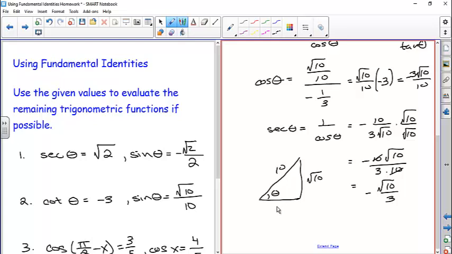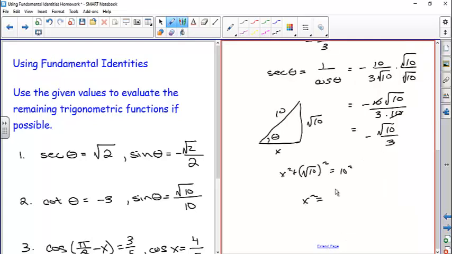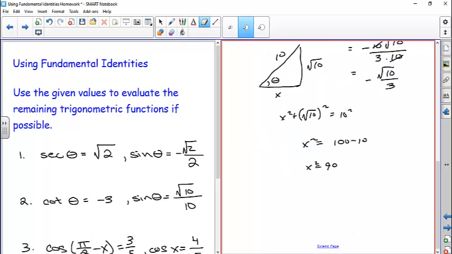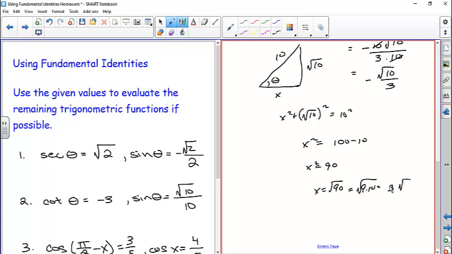So then to find this third side, you'd say x squared plus the square root of 10 squared is equal to 10 squared. So you get x squared is equal to 100 minus 10, which is x squared is equal to 90. So x equals the square root of 90. That's equal to the square root of 9 times 10, or 3 times the square root of 10. So this side is 3 times the square root of 10.